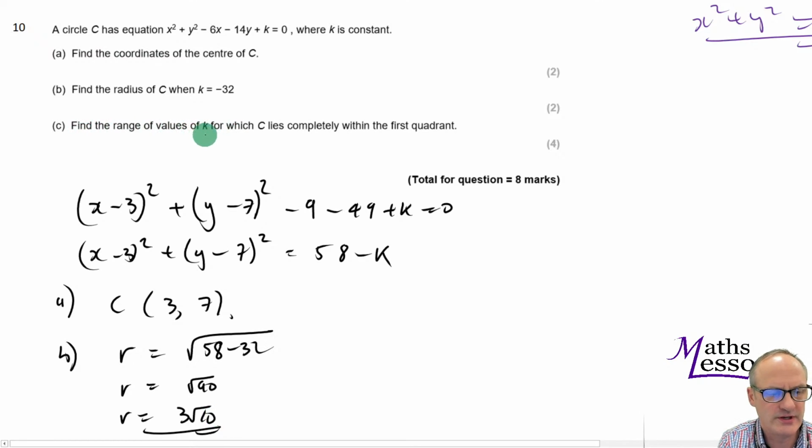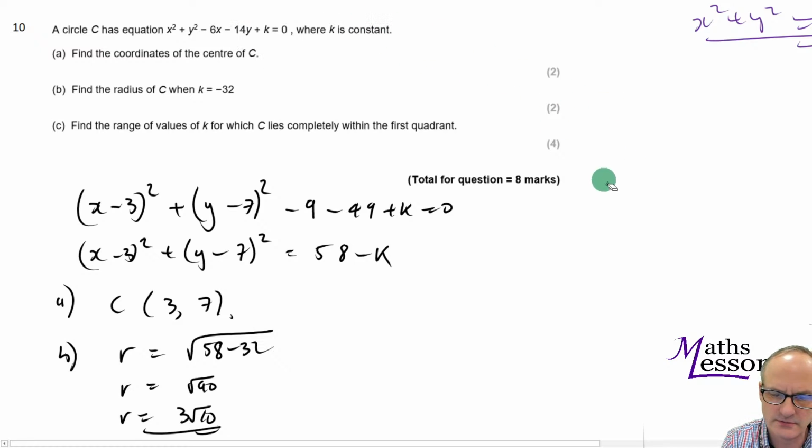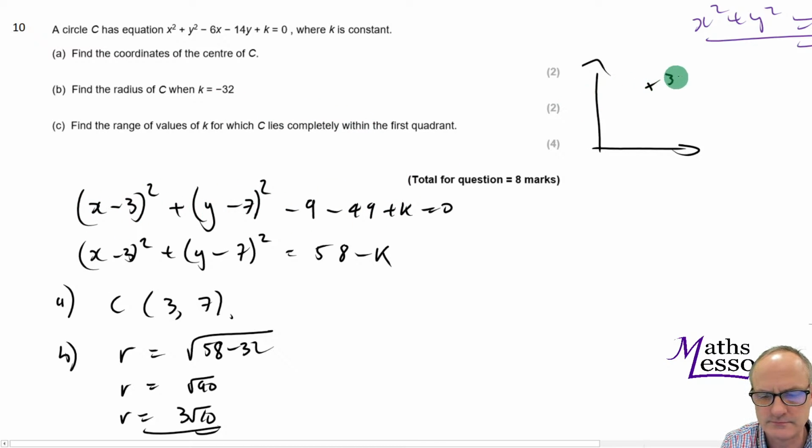Now, find the range of values for k for which C lies completely in the first quadrant. So if we can draw ourselves some axes, it's not going to let me do that, so I'm just going to draw it freehand. Here we go. It's going to lie completely in the first quadrant. We know the centre of our circle is going to be at 3, 7. So we know that this distance has got to be less than 3, and this distance has got to be less than 7.